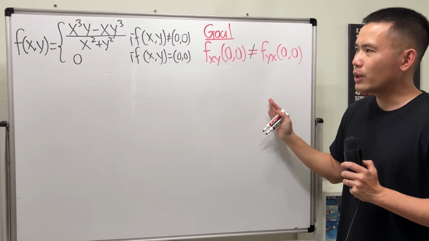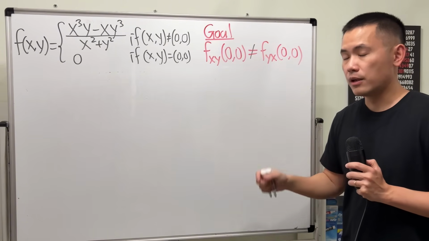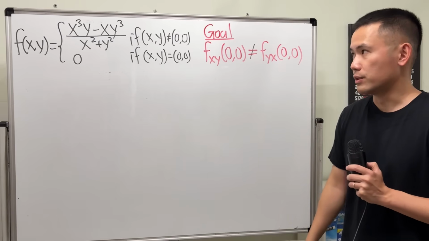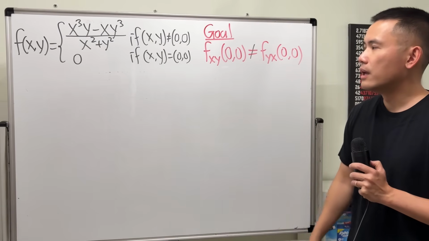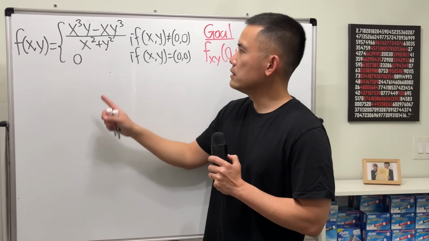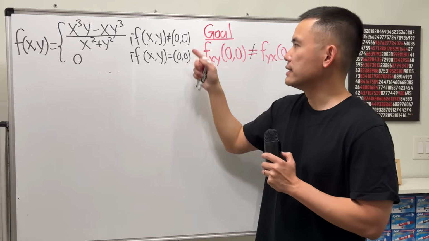And in fact, this right here does not violate Clairaut's theorem because it does not satisfy the condition of the Clairaut's theorem. So we'll talk about that later as well. Let me get this right here for you guys first. To do so, firstly though, we have this expression when x, y is not at the origin.